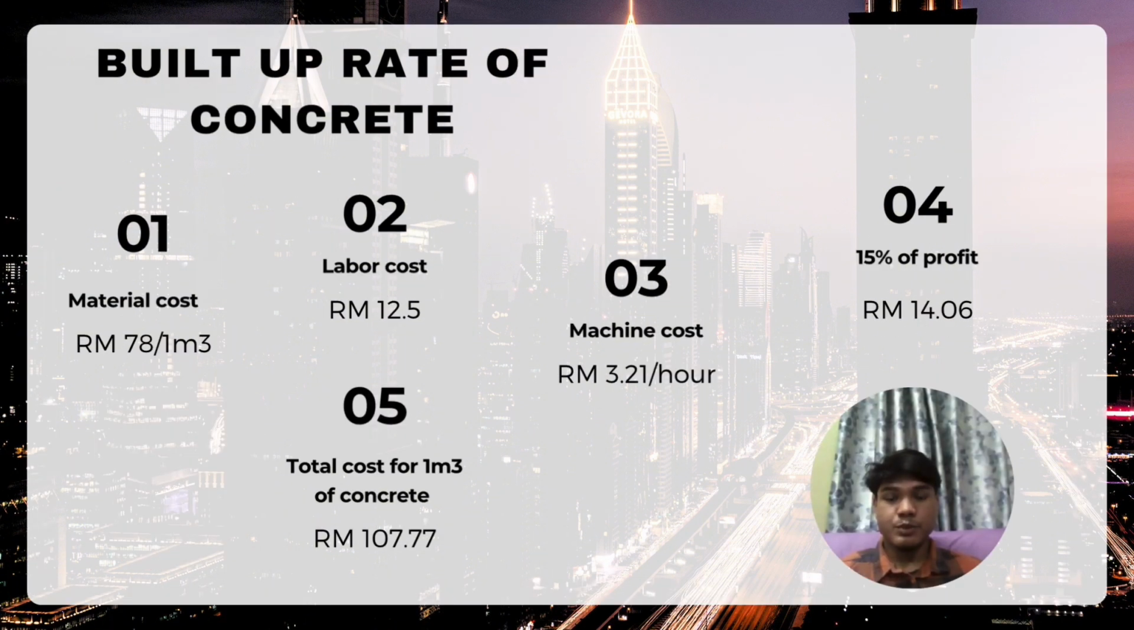The next part is the build-up rate of concrete. The material cost for 1 cubic meter is 78 ringgit. Next, the labor cost is 12.5 ringgit. Machine cost for 1 hour is 3 ringgit 0.21. For the 15% of profit, we earn 14.06 ringgit Malaysian. And for the last one, the total cost for 1 cubic meter of concrete is 107.77 ringgit Malaysian.